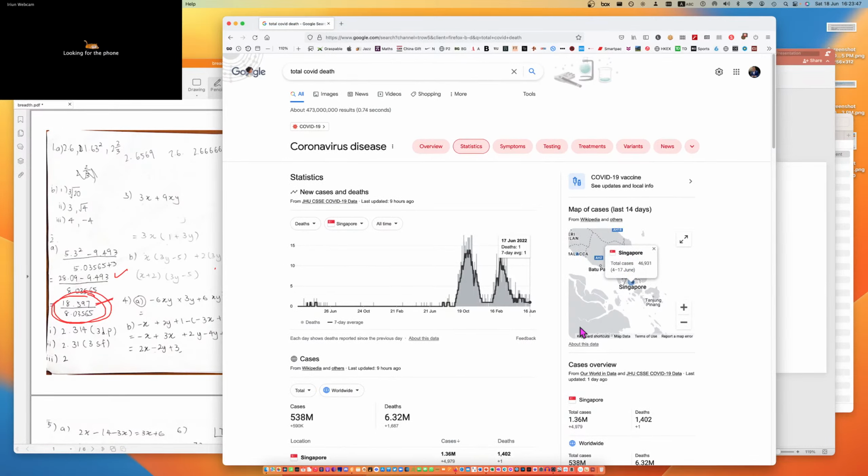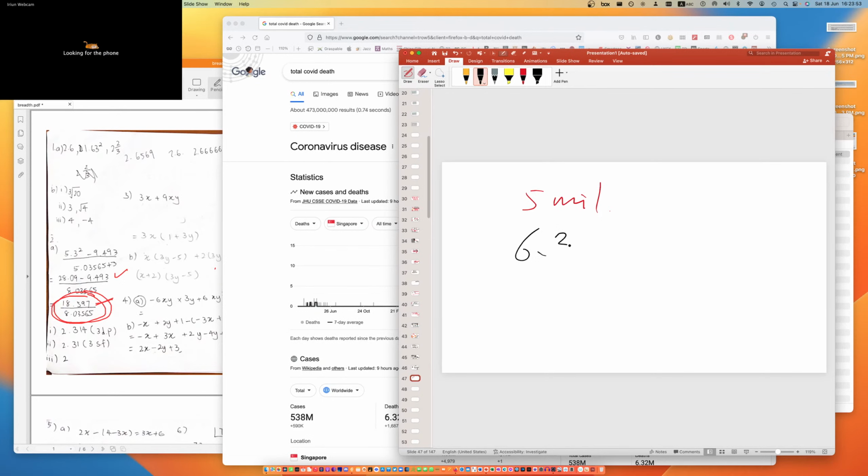6.32 million. Let's assume this is correct. Let's assume, okay? What do you think about the accuracy of 6.32 million COVID deaths so far? What do you think about this number, 6.32 million? Now I'm not asking whether it's many or not. In terms of estimation, do you think this number is accurate, accurate enough, not accurate enough, or not accurate at all? I think it's accurate.